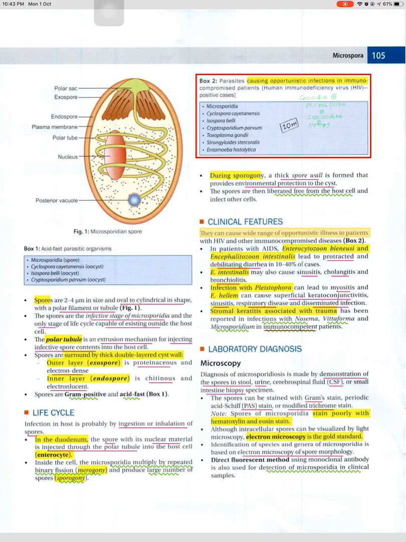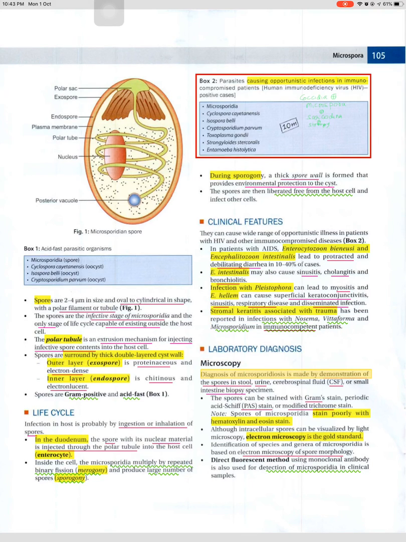Clinical features: they can cause a wide range of opportunistic illnesses in patients with HIV and other immunocompromised diseases. In patients with AIDS, Enterocytozoon bieneusi and Encephalitozoon intestinalis lead to protracted and debilitating diarrhea in 10–40% of cases. E. intestinalis may also cause sinusitis, cholangitis and bronchiolitis. Infection with Pleistophora can lead to myositis and E. hellem can cause superficial keratoconjunctivitis, sinusitis, respiratory disease and disseminated infection. Stromal keratitis associated with trauma has been reported in infections with Nosema, Vittaforma and Microsporidium in immunocompetent patients.